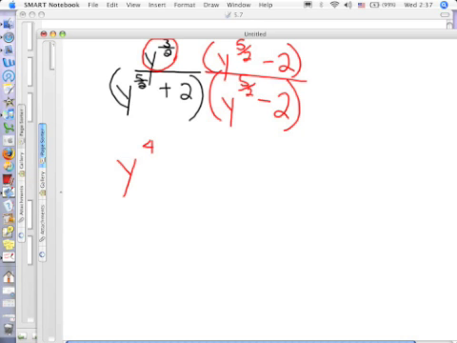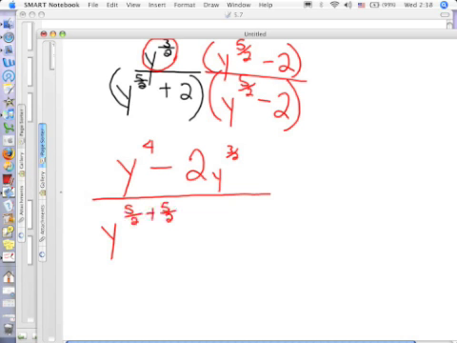Y to the 3/2 times -2 is a -2, y to the 3/2. In the denominator, remember the whole purpose for doing this is because when we do FOIL, the inner and outer terms become 0. So all we need to focus on is first times first, in which we add the exponents.